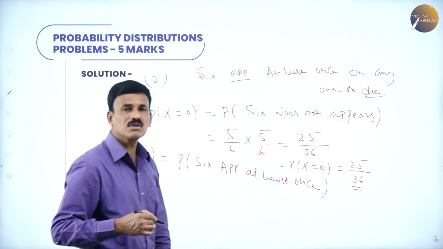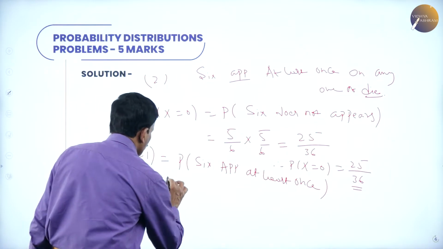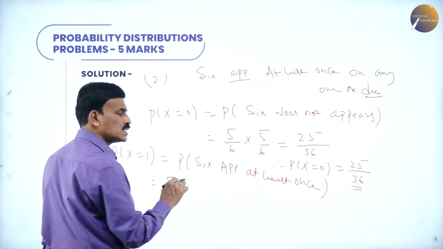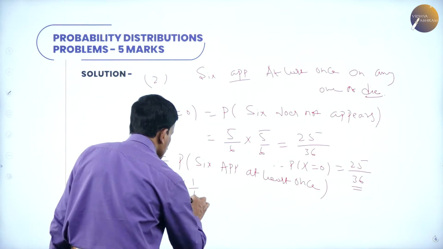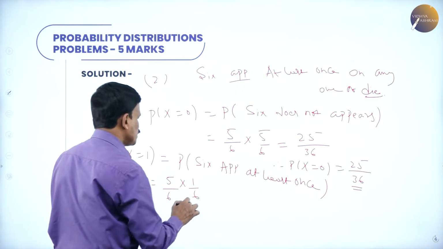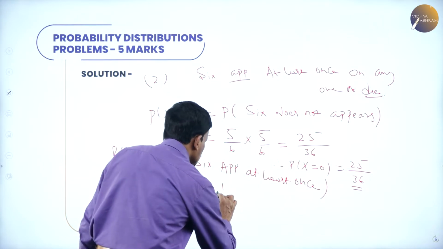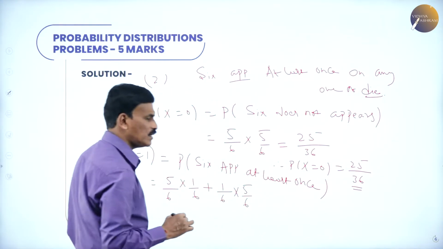6 appears at least once on the die. There are 3 possibilities: 6 appears and 6 does not appear. If 6 appears, then we have 1 by 6. If it does not appear, it is 5 by 6. Again, in the first toss, 6 appears, whereas if 6 does not appear, it is 5 by 6.